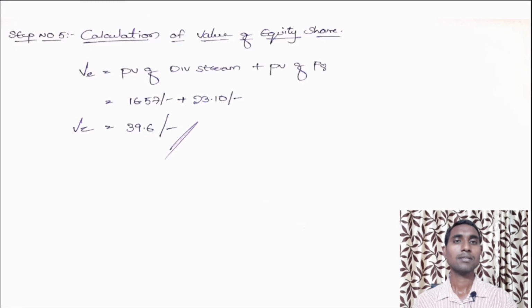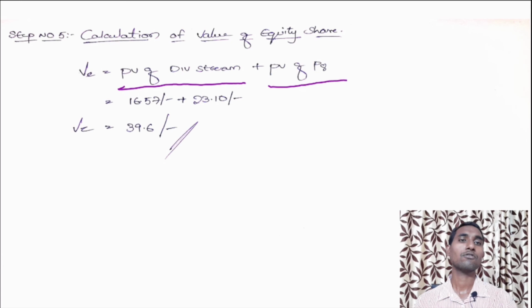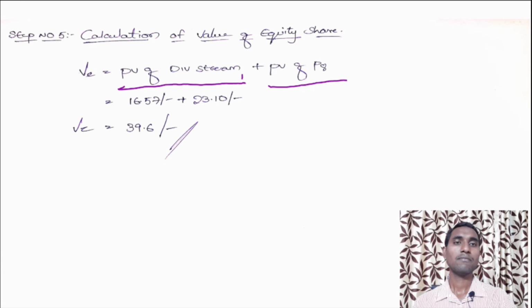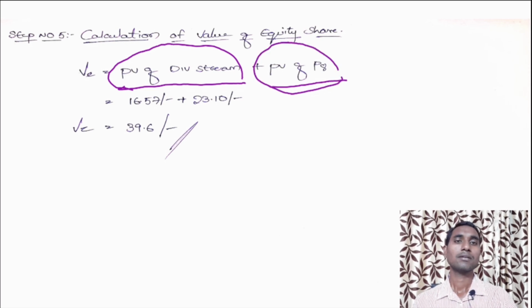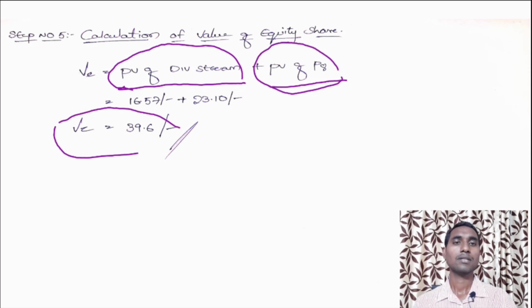So the next is the fifth step. In the fifth step you will calculate the value of equity, where you will be adding the second step output and the fourth step output. You will add the two PVs, that is the PV of dividend stream and the present value of P8. If you add up, the resultant is your value of equity share.